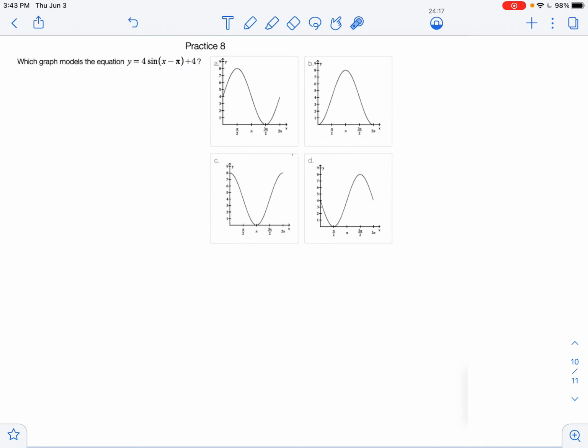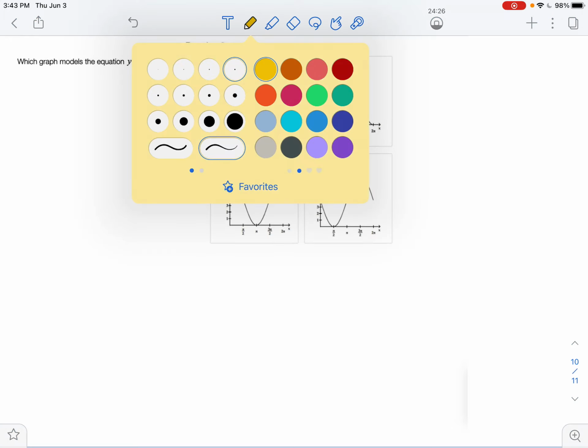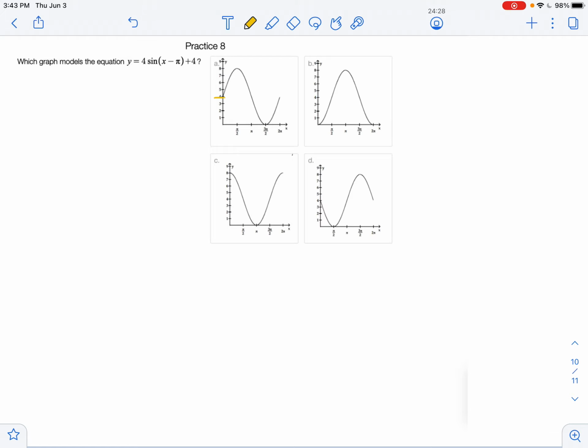Last one, which graph models 4 times sine of x minus pi plus 4? So one thing that I noticed right off the bat is I'm going to have a midline of 4. So I might just kind of sketch that out and make sure that that is true for my curves. So unfortunately, that doesn't eliminate any of them, okay? What is helpful, though, is that we have this phase shift of pi. So we have h equals pi.